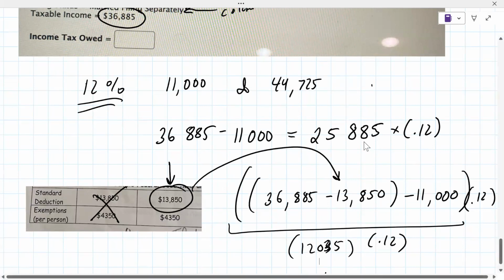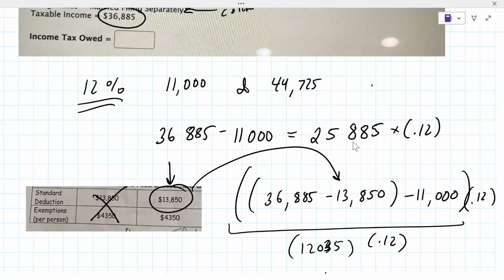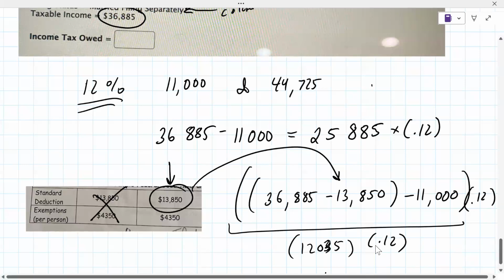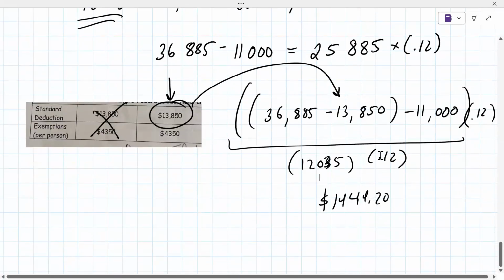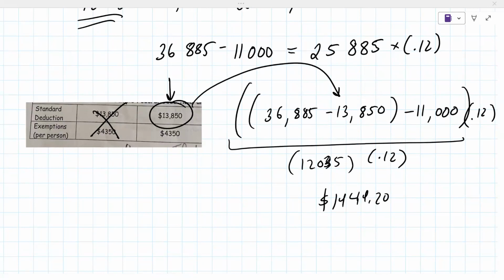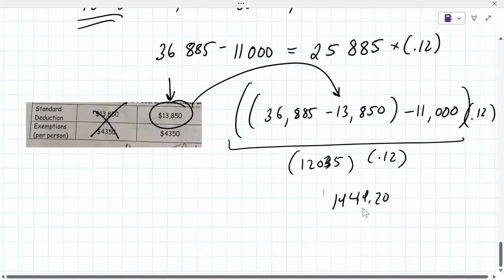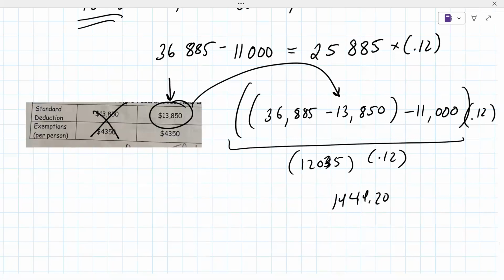And then I would do the 12,035 multiplied by 0.12. And then I get 1.482. Oh, you said with no dollar sign? I don't know, with whatever you think has been working. I think it's gonna be with the dollar sign.